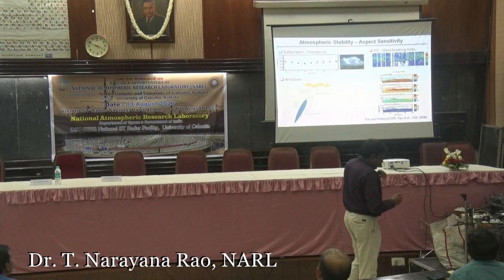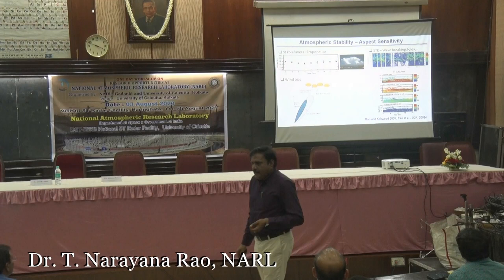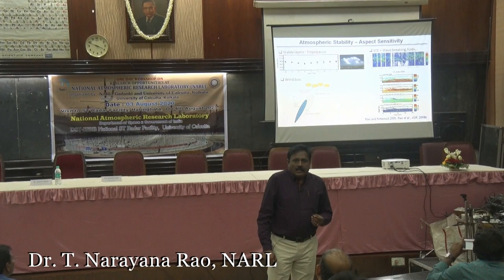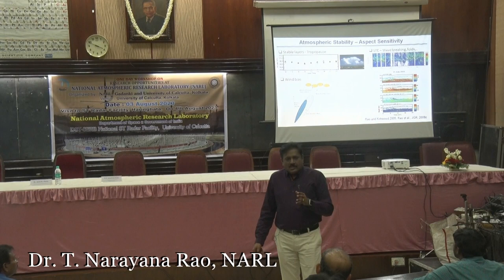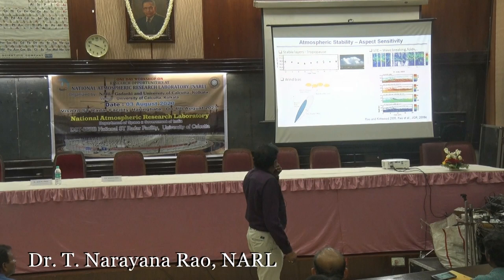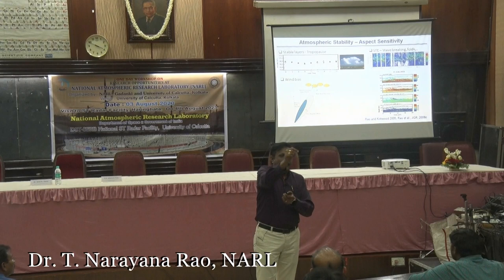Then another important property of these backscattered echoes, VHF backscattered echoes, is the aspect sensitivity. I have shown a slide where we talked about three scattering mechanisms, Bragg scatter, Fresnel reflection, like that. In that, one property is aspect sensitivity, which means when you point the beam vertically, you will get the reflection, so you will get the maximum backscatter.